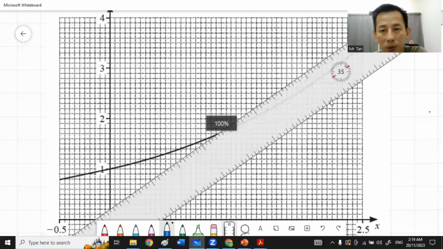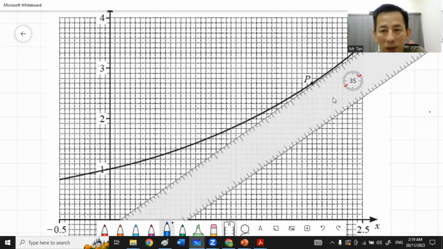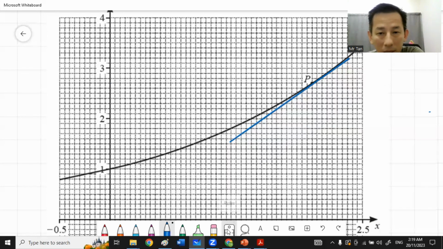What most students will do, I hope you're not doing this. Let's say you draw the tangent first and then decide the point. Okay, in this case, you probably can use this point or this and this point. And then they calculate. Okay. If you do this, then it will cost you time. It's not good. So how to do it faster?